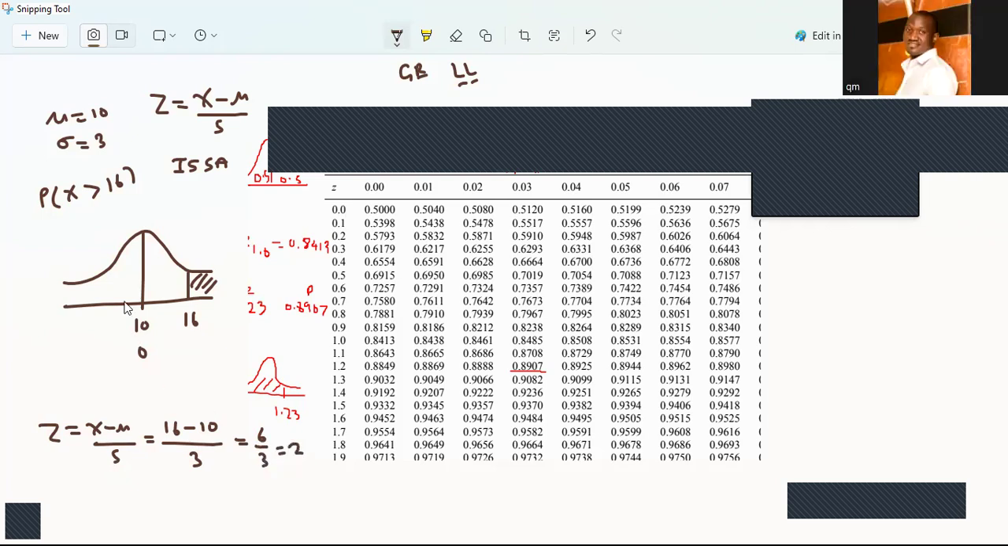So the area from here to here, we already know it by heart. From negative infinity to 2, 0 point what? 9772. So what is the remainder here? We subtract 1 minus 0.9772. So what do we get? 0 point what? 0.0228.